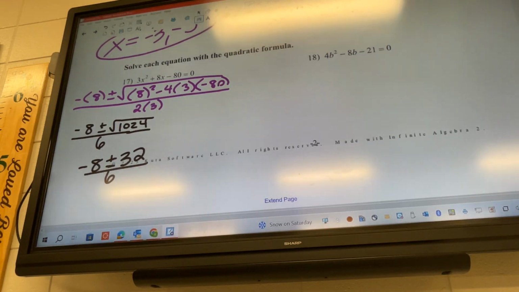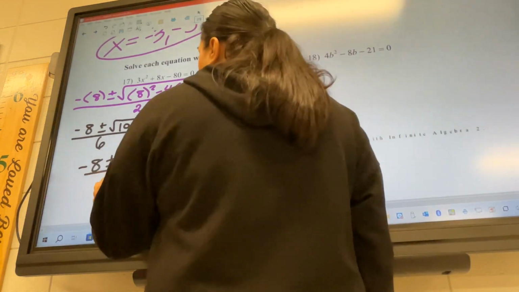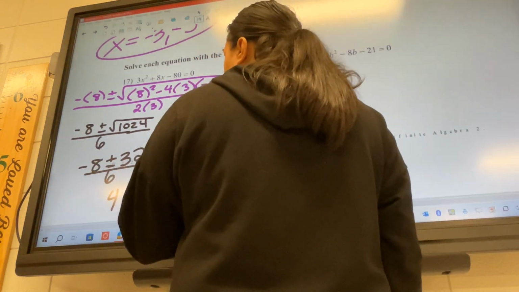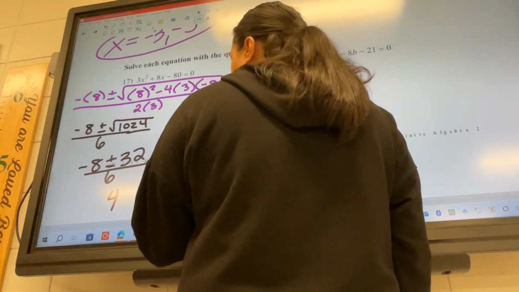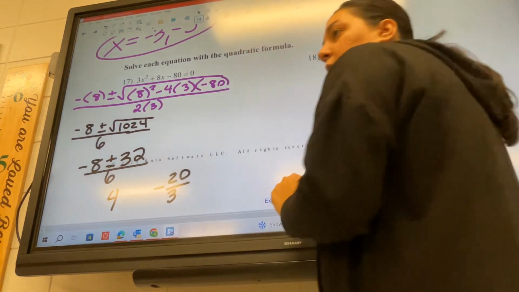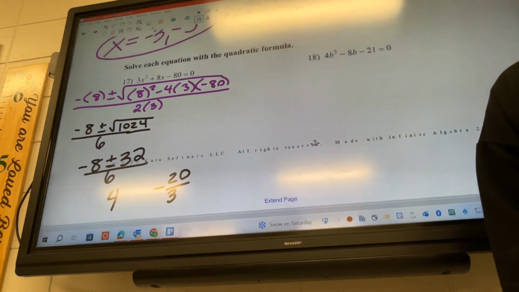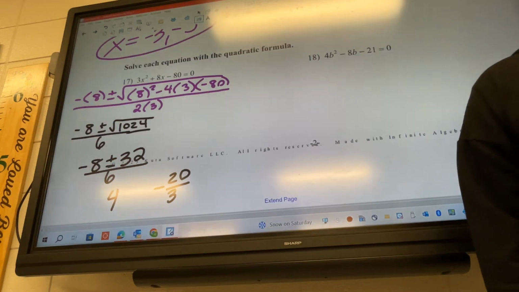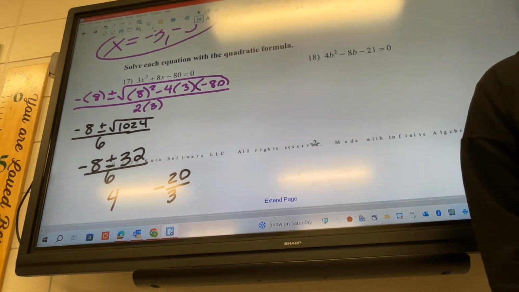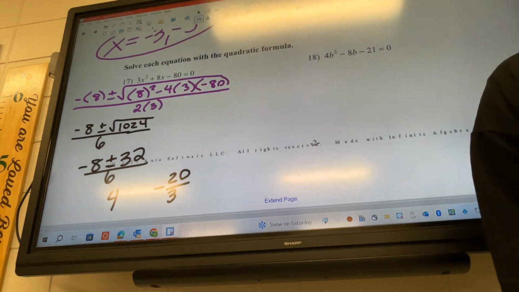What do we get for the plus side? 4. What about for the minus side? Negative 20 over 30? No, 3. Somebody agree with that? That's not right? Negative 4? Hold on, you might be doing it wrong. That's why everybody types at the same time, and then we all know. I got 20 over negative 3. Me too.